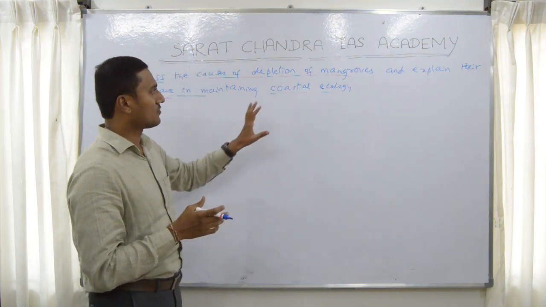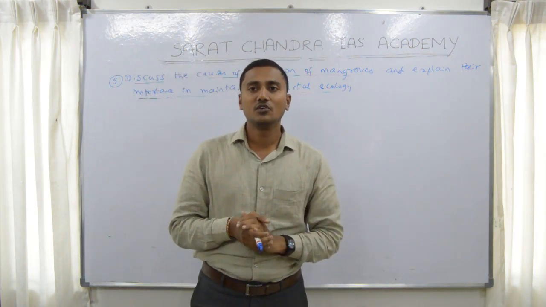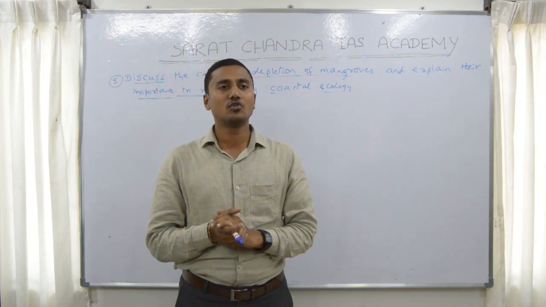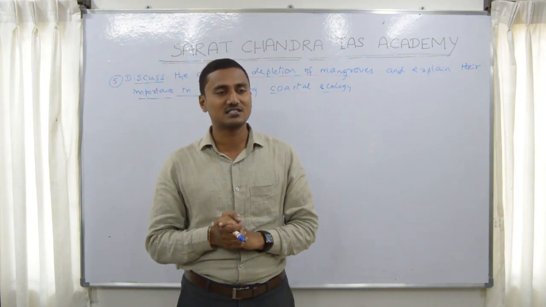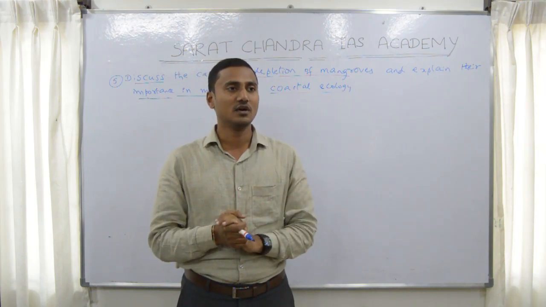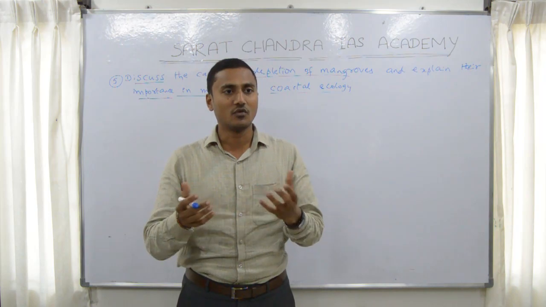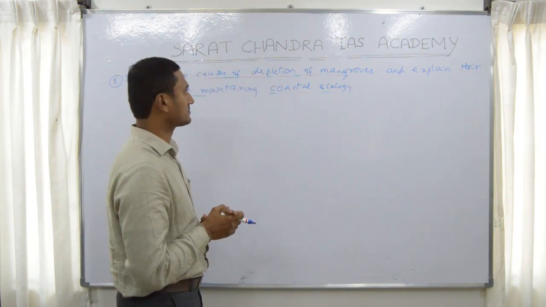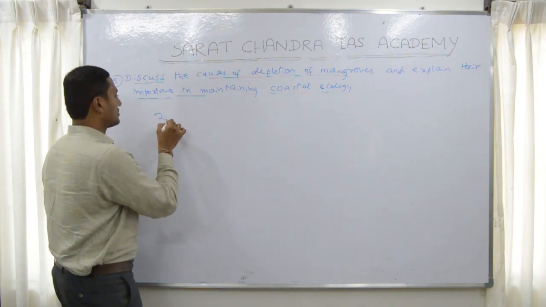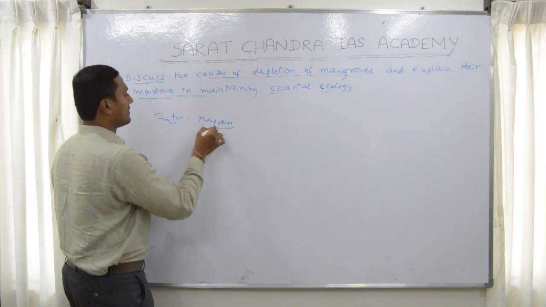Then for these kinds of questions, it's better if in the introduction you just explain what mangroves are in 2 to 3 lines, so that the evaluator understands that you know what a mangrove is. In fact, you can draw an India map and mention where the mangroves are, or a world map and show a few of the mangrove forests. So now in the introduction, you can write a few facts of mangroves.